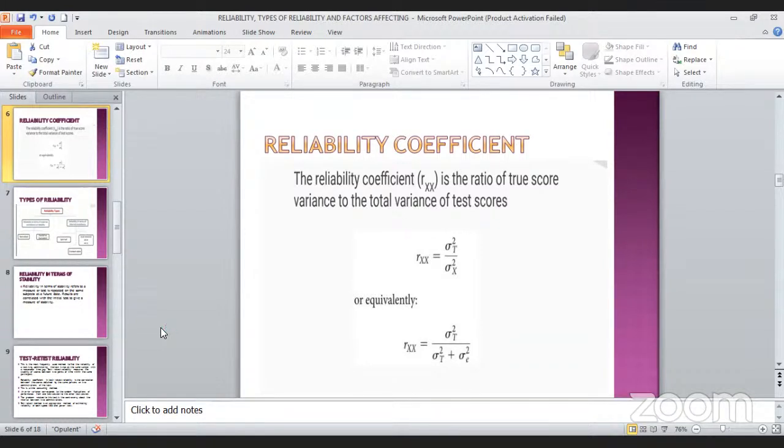So this is the formula. Rx is equal to sigma square t by sigma square x, where sigma square t indicates the variance in the true score and sigma square x indicates the variance in the total score. It is written equivalently as Rx is equal to sigma square t by sigma square t plus sigma square e, because the sigma square x, that is the observed score variance, equals the variance in the true score plus the variance in the error score. So this is the summation. Clear?